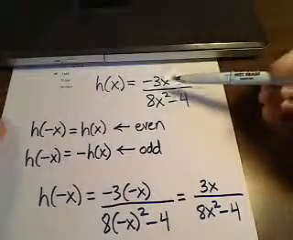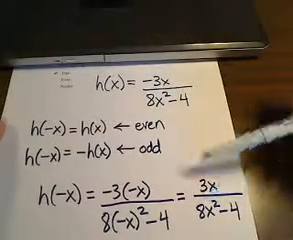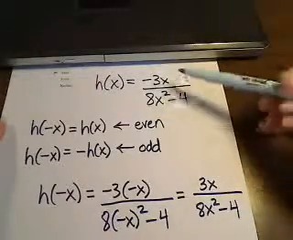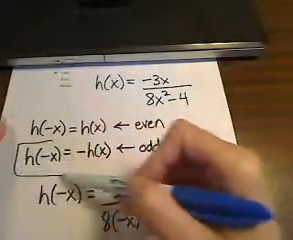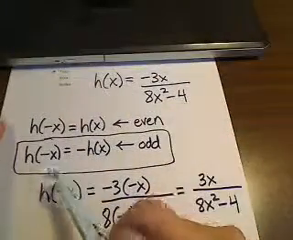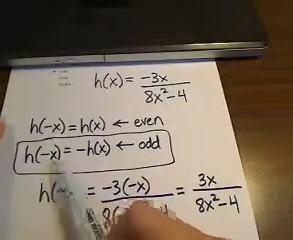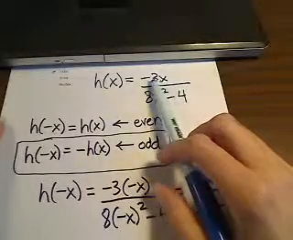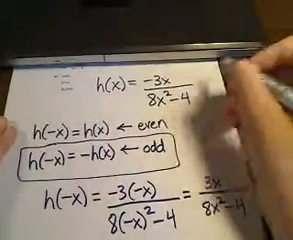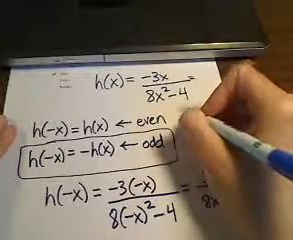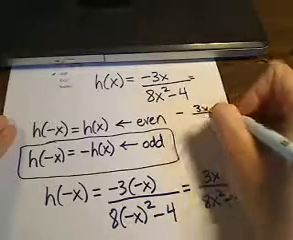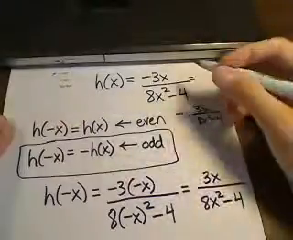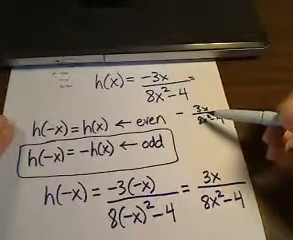So if we compare our original function with this function, notice that the denominators are exactly the same and the numerators are different by a negative, which puts us in this situation right here. We evaluated at negative x and we came up with the opposite of our function. Since this is negative, you could rewrite this as a negative on the outside and then 3x over 8x squared minus 4, like that. That's the same thing whether I have the negative in the top or the negative out front.